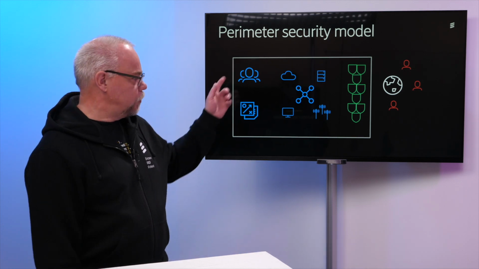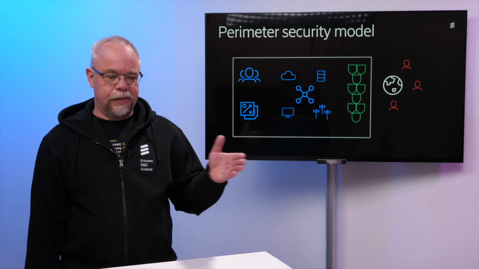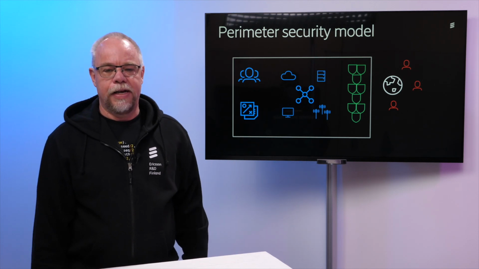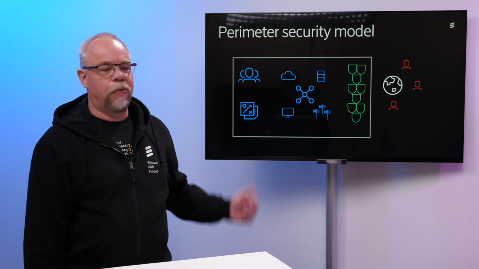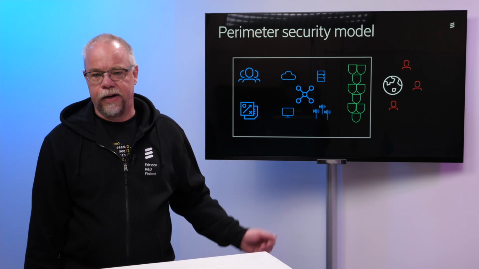Then we say that this is a perimeter. And on that perimeter, we add security controls, so only the ones that have access can access in. But if you're inside this part of the perimeter, you have access to everything there.